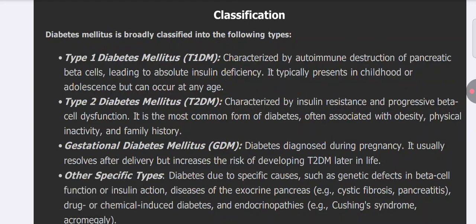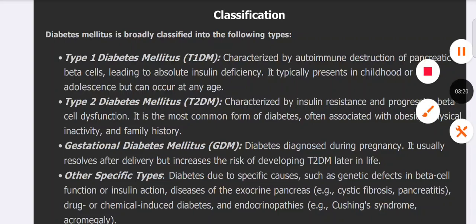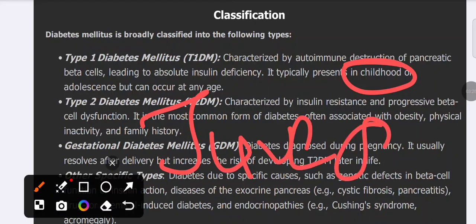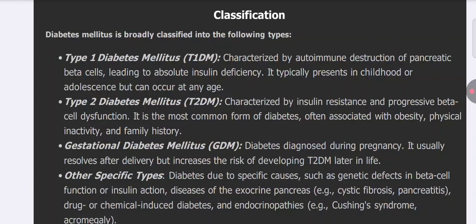Okay, next in type 2. Okay, one more thing also, type 1 diabetes mellitus we mostly see from childhood itself in the patient. Okay, so that's why it is also called juvenile onset diabetes mellitus, that's because it is seen from childhood itself.